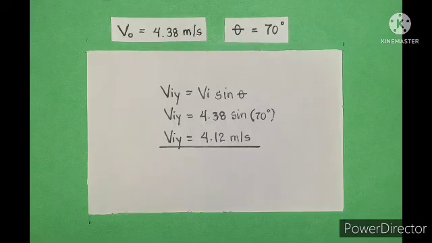Also, we have to find the initial velocity in the vertical direction, which is the Viy. So Viy is equal to initial velocity times sine theta. Substituting the values, 4.38 sine 70 is equal to 4.12 meters per second.